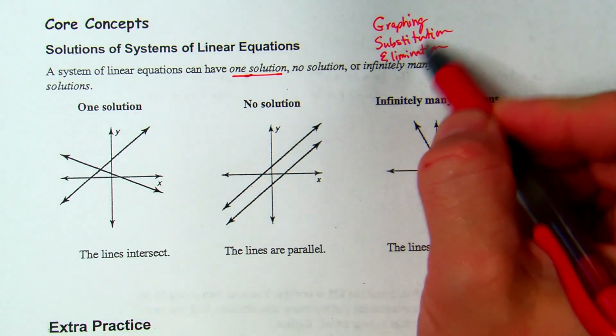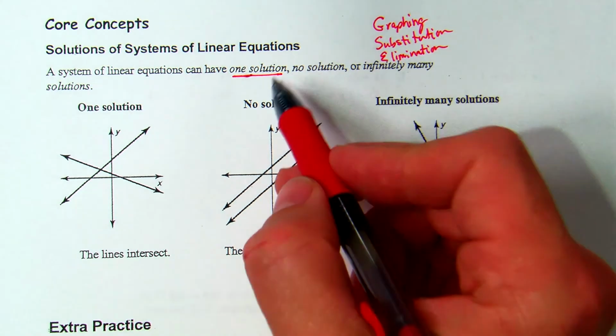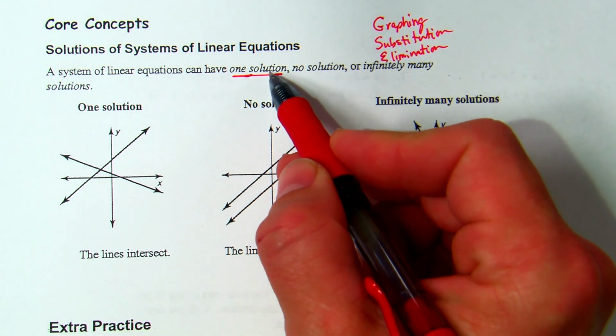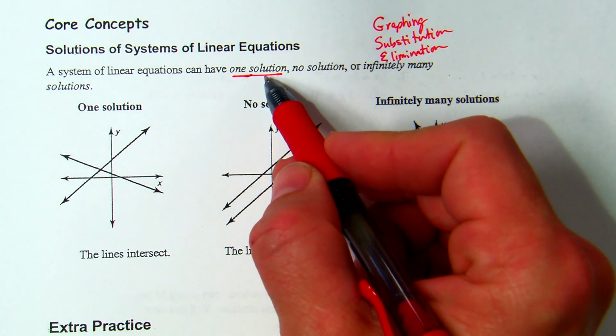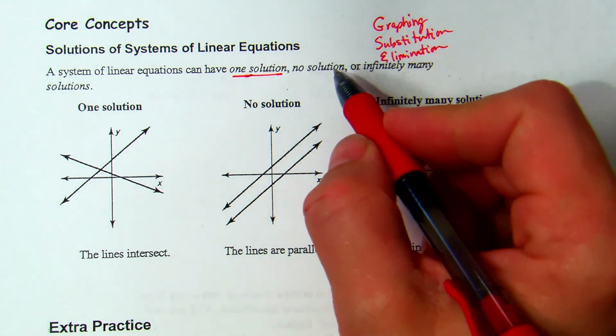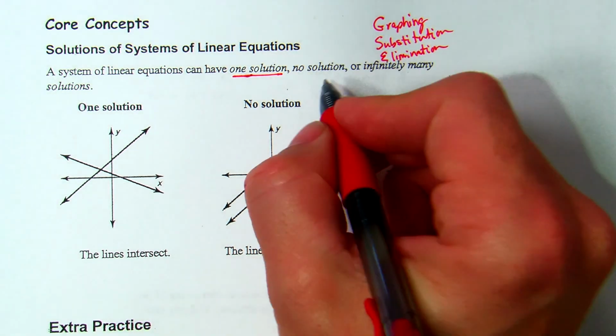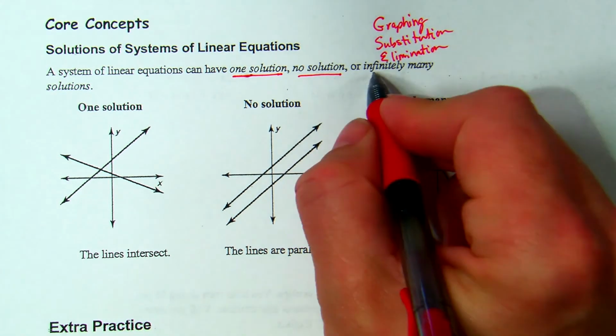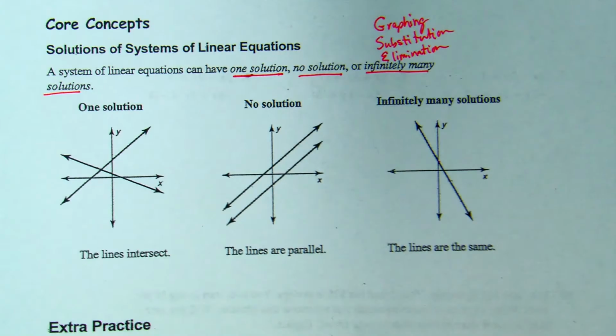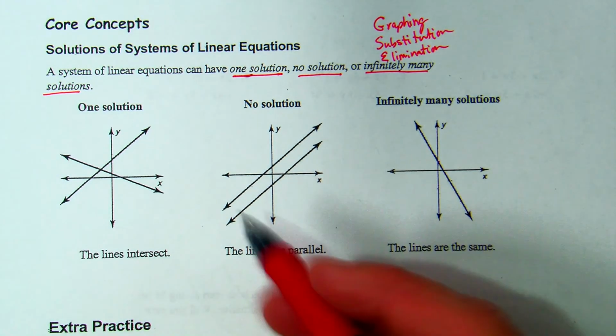Now, using these methods, we're going to determine if we're going to have one solution, which is the way we've been working problems to this point. But now we're going to be introduced to the possibility of no solution or infinitely many solutions. And so we'll let you know how we're going to find that.